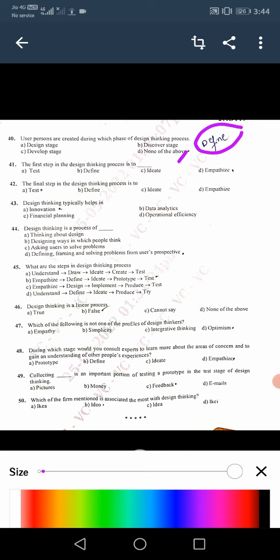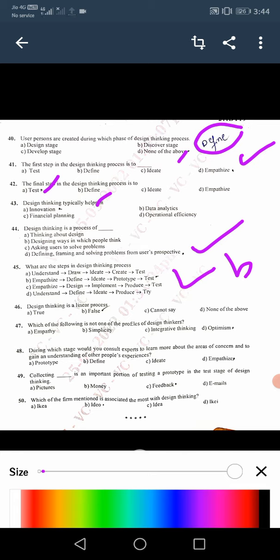41. The first step in the design thinking process is to empathize. It is D. 42. The final step in the design thinking process is test. 43. Design thinking typically helps in innovation. That is A. 44. Design thinking is a process of defining, framing and solving problems from the user perspective. 45. What are the steps in the design thinking process? Obviously it is B: empathize, define, ideate, prototype, test.